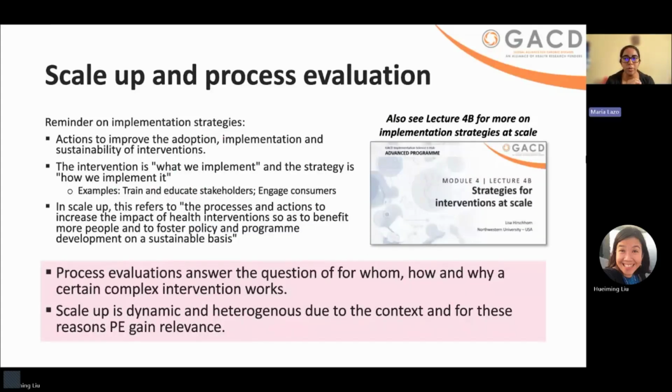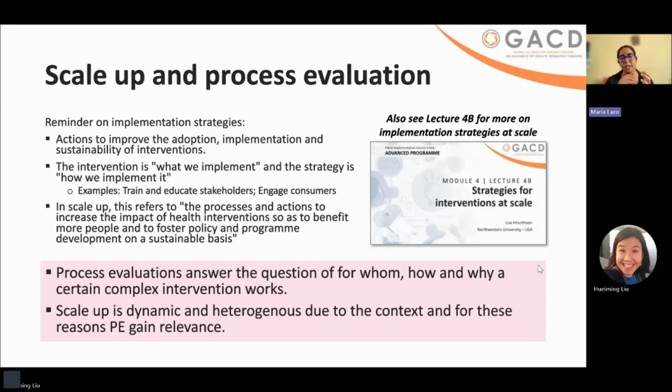Now, in order to go more in depth in terms of scale-up, we will talk about implementation strategies. These are actions to improve the adoption, implementation, and sustainability of an intervention. So it is necessary to differentiate the intervention, that is what we implement, and the strategy, that is how we implement it. Some examples are training and educating the stakeholders or engaging consumers.